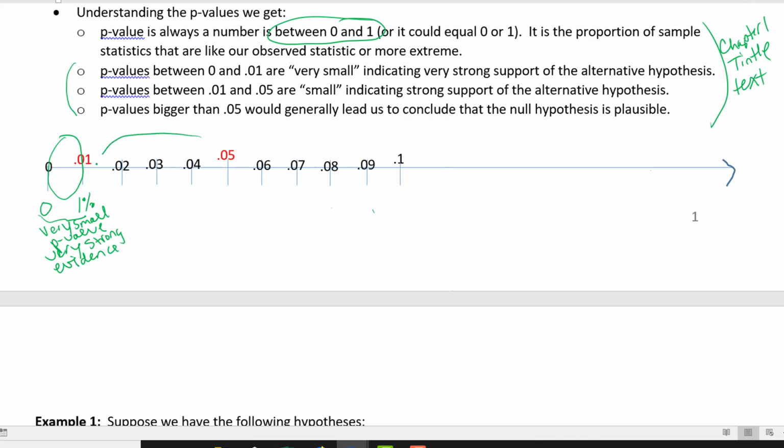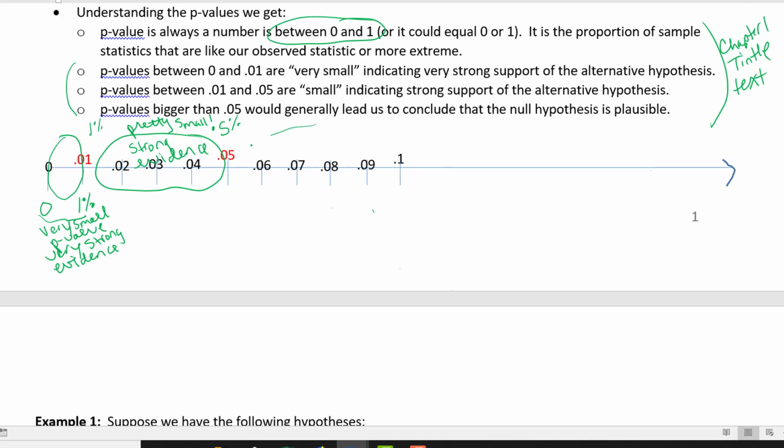The next interval range that the book discusses is the range from a p-value of 0.01 to a p-value of 0.05. So we're talking 1% of the sample statistics up to 5% of the sample statistics are like yours or more extreme. And that's still pretty small. And so we would still say you have strong evidence. We're just not going to use the word very in chapter 1. Very strong evidence is reserved for p-values between 0 and 0.01, and we'll use the phrase strong evidence when we're talking about p-values between 1% and 5%.